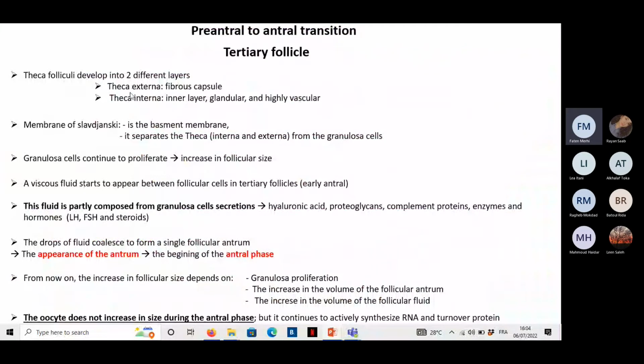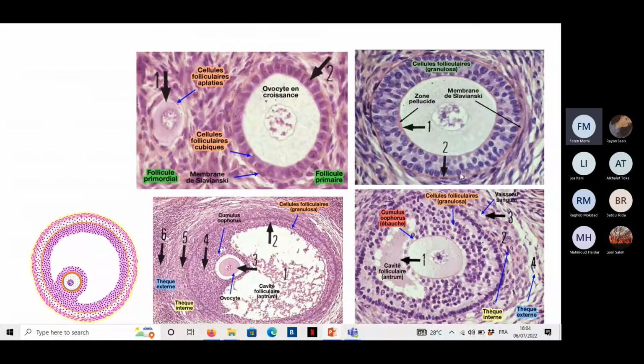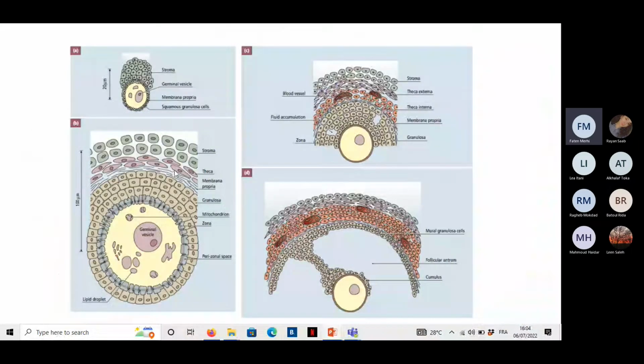Now, also, one of the differences that occur during the development from a secondary to a tertiary follicle is that the theca that we have observed surrounding the secondary follicle will differentiate, and so we will have a differentiation of the theca into two different layers, the theca interna and the theca externa. In the theca externa, we will have myofibroblasts. It will be rich in myofibroblasts, so in fibroblast-like cells, and those cells can contract, okay?